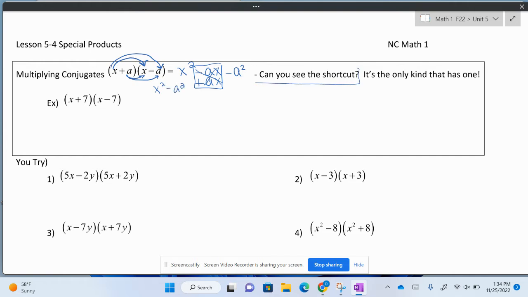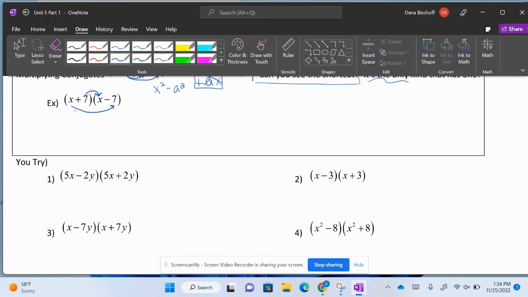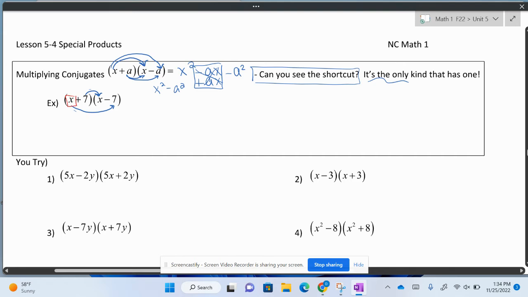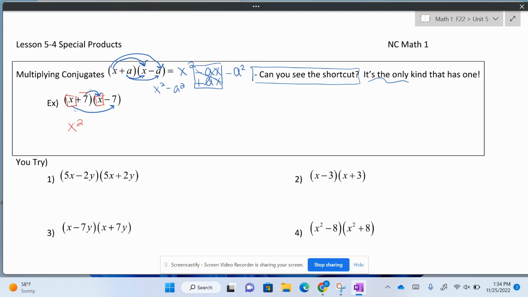So it says, can you see the shortcut? It's the only one of its kind. So maybe you see the shortcut, maybe you don't. But remember that this and this, like this multiplication, the 7x and the negative 7x, those cancel out. So really the shortcut is you just take these two terms and multiply them together or square them. And then you take these two terms and multiply them together. Yeah, so it's just that easy.